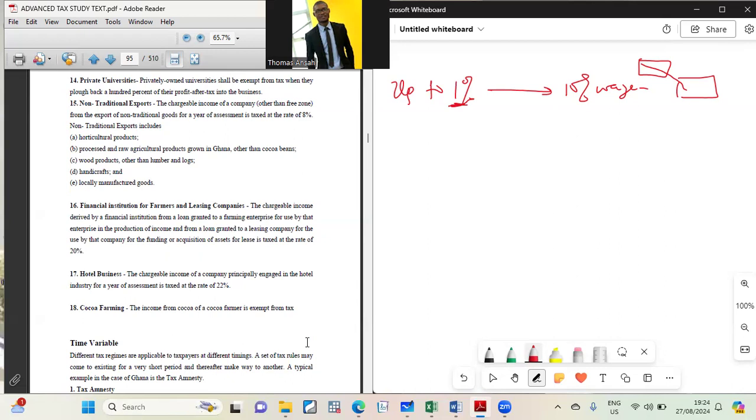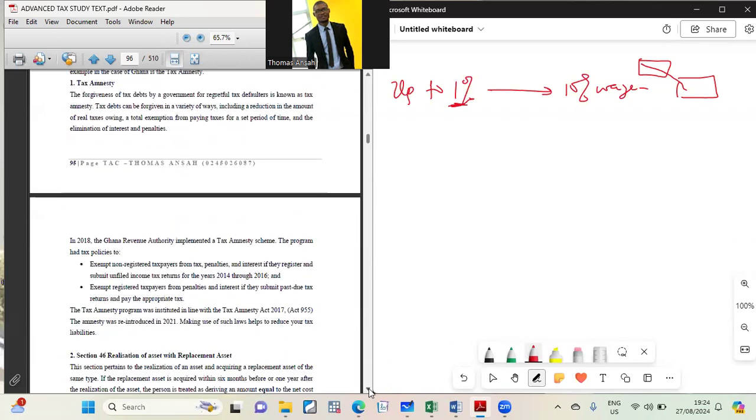Now listen to the last one, because the examiner has been tricking people on that. The income of a cocoa farmer from what? From cocoa, not from any other business, is exempt from tax. So if they say a cocoa farmer is selling, let's say, tea roll, and he's getting profit, you don't say he won't pay tax because he's a cocoa farmer. The one that he doesn't pay tax on is the one from the cocoa farming. So take note of that. All right. So that is the activity variable.